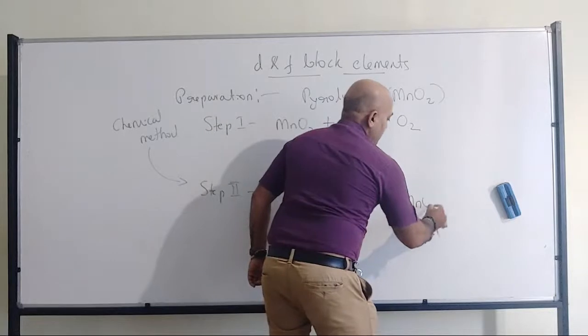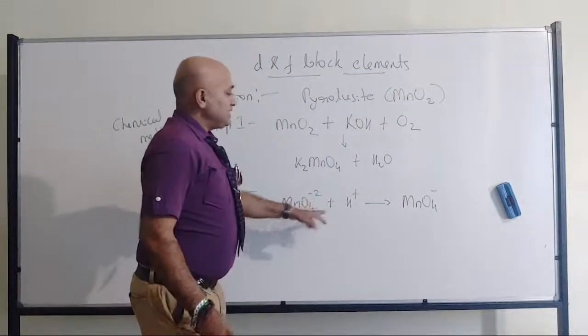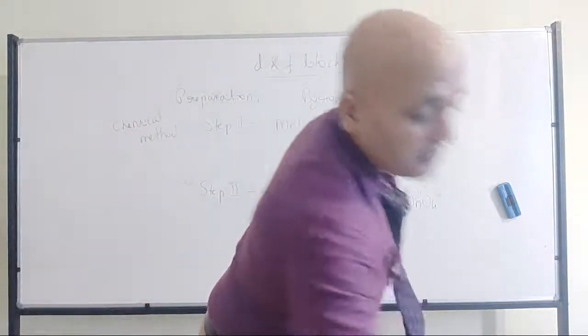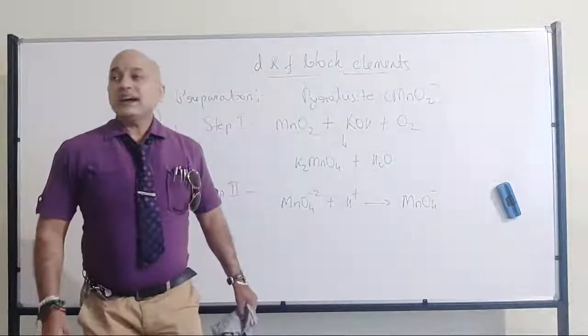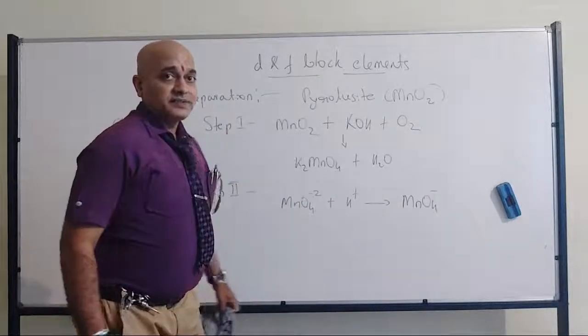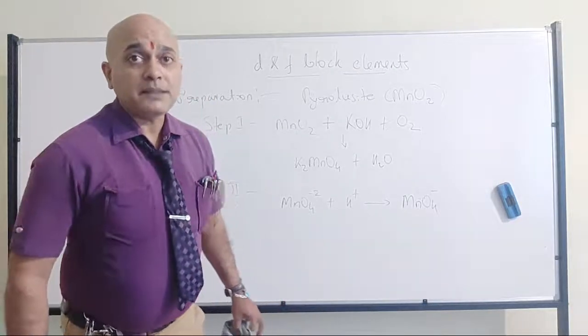So that is MnO4 minus. MnO4 minus 2 will become MnO4 minus. That's what we have discussed in the last class, right? So these are the reactions with regard to the chemical method with respect to step 2.